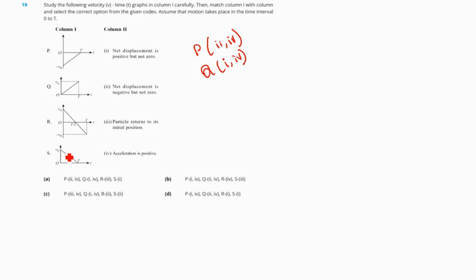For r, we can see that the particle returns to its original position as the area under the curve representing net displacement is 0. Okay, so here r will be 3. And the last one is s, the net displacement is positive but not 0. So s will be 1. So our correct answer is option number A.